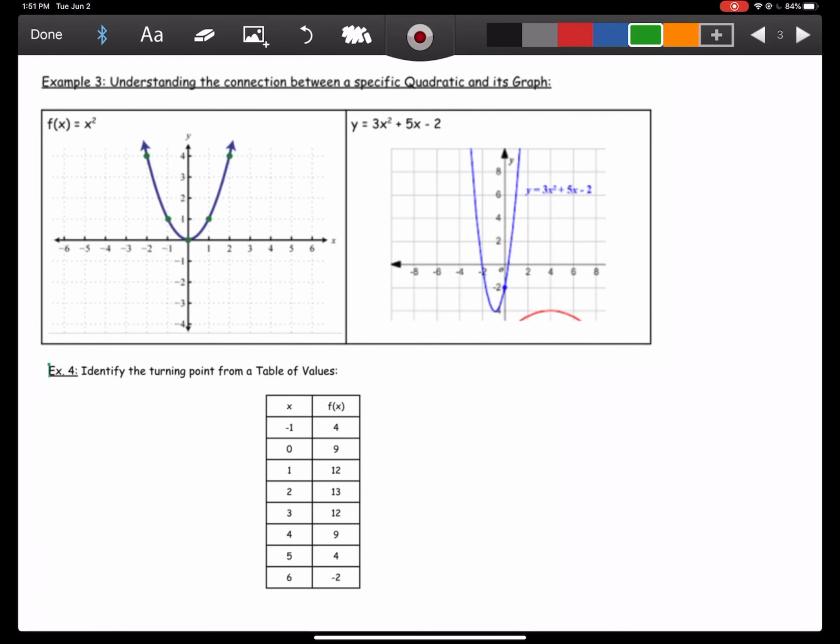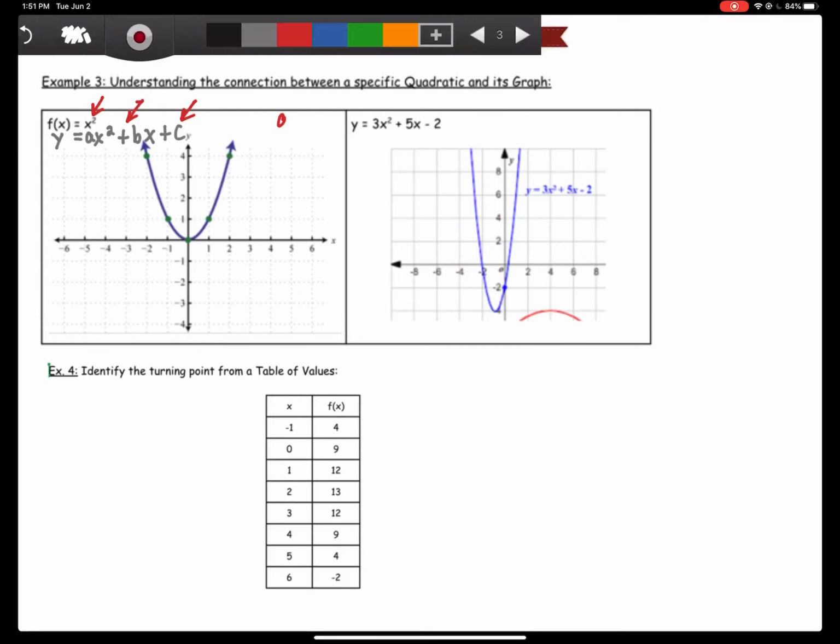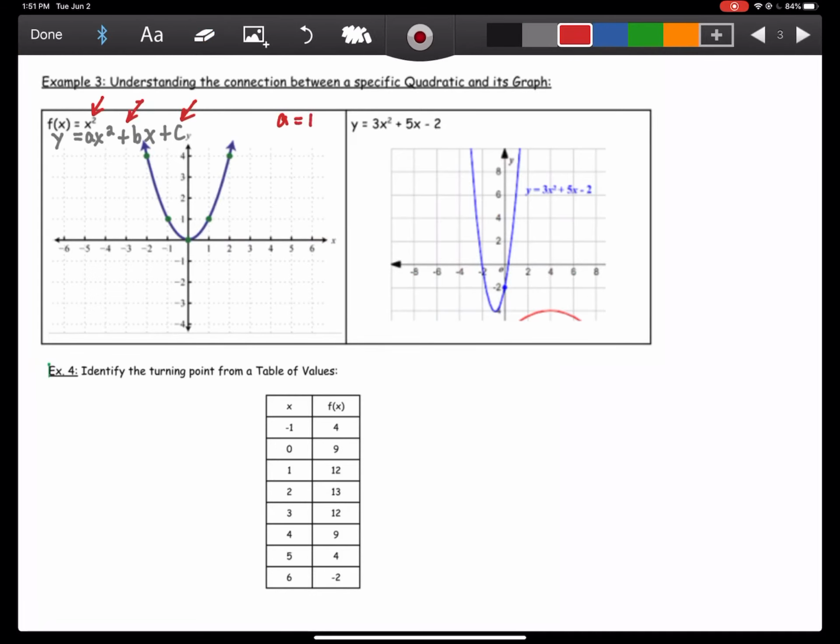Okay, so example 3. Now in example 3, I'm just trying to point out that if we were to write the standard form of a quadratic equation, let's do that. I'm going to do it in gray. So I'm going to try and line up the y equals ax squared plus bx plus c. What do you notice about this function? Well, it's really missing the b and the c. It only has an x squared. It has an ax squared. So if we think about it, that means that the a is equal to 1 because it's invisible, and the x squared is x squared.